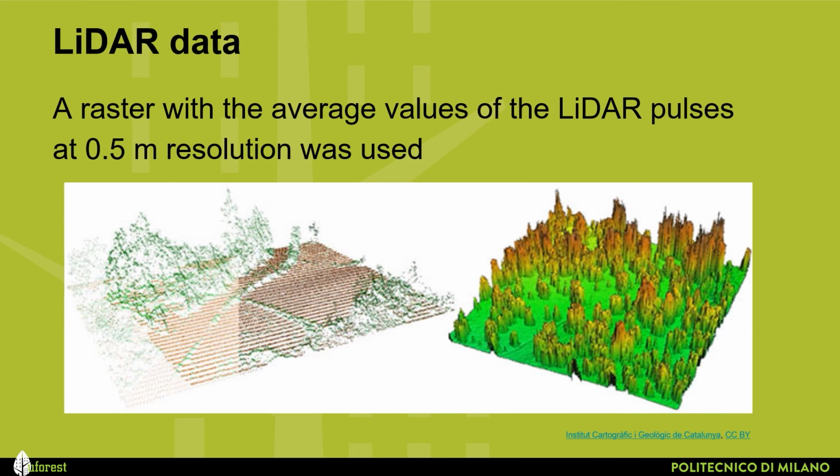Then, a continuous raster with the average values of the LiDAR pulses at 0.5 meter resolution was used as a basic LiDAR information. From this layer, the pixels occupied by wooded areas were selected using a recent land cover map.